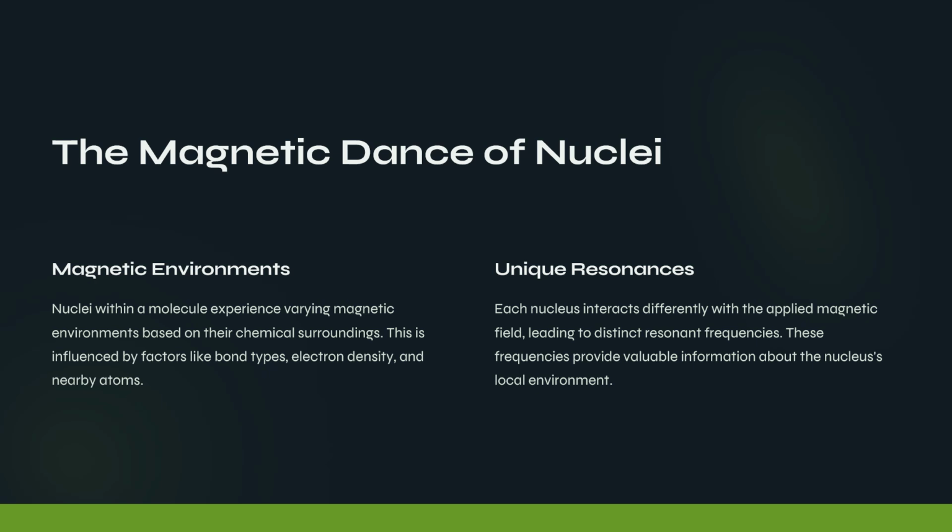the molecule. Each type of nucleus, like hydrogen or carbon, reacts differently when placed in a magnetic field. Because of this, each nucleus has a distinct resonant frequency. These unique frequencies are what we measure in NMR, and they give us important clues about the nucleus's environment and its interactions with nearby atoms.